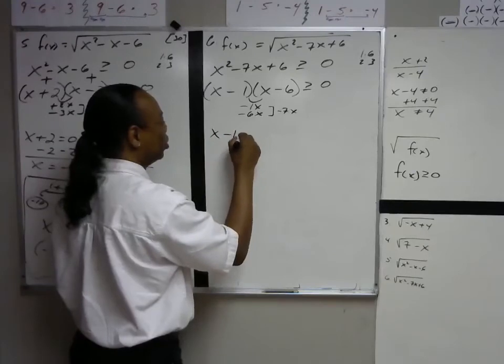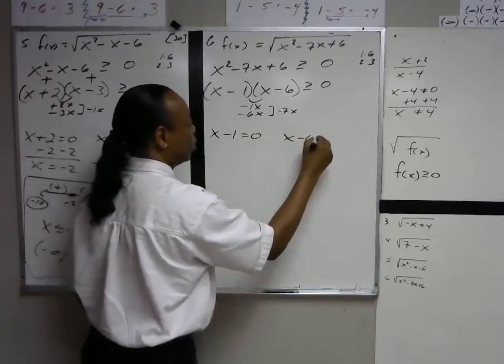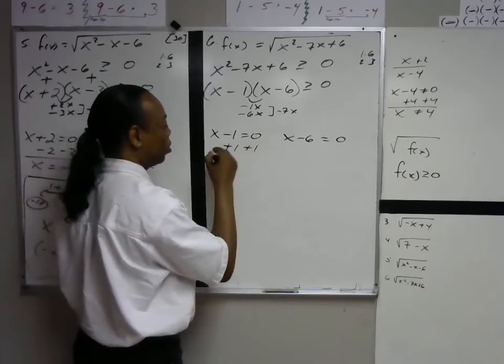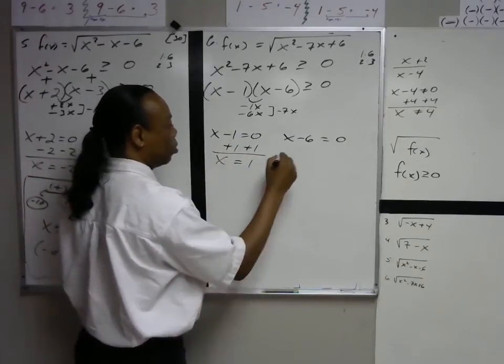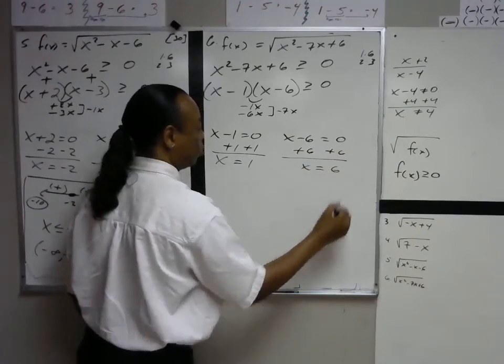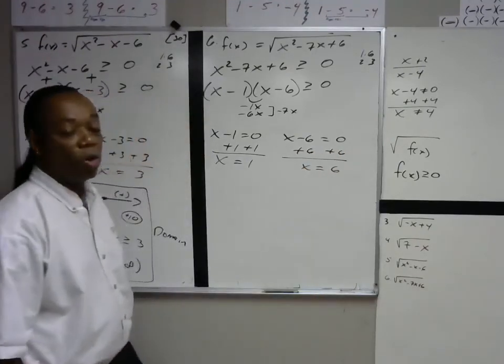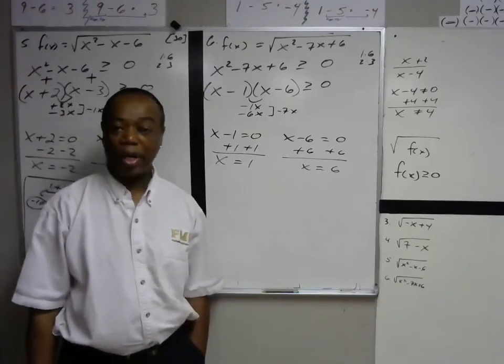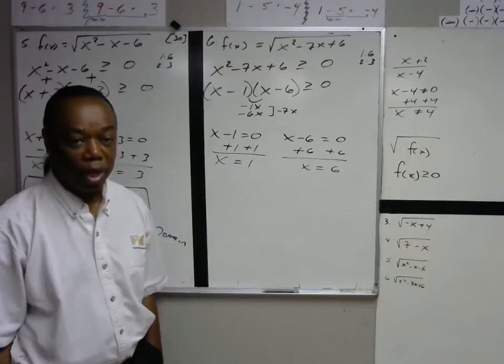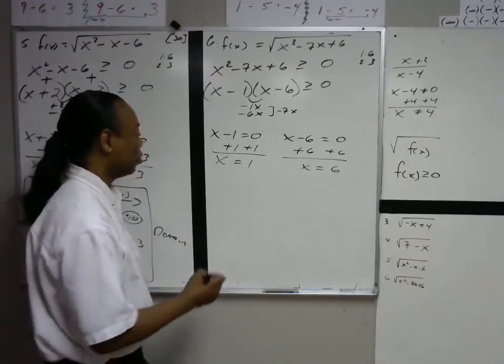x minus 1, set that equals 0. x minus 6, set that equals 0. And solve for x. Okay. When I solve for x, I get x equals 1 and I get x equals 6. So we'll put those two values on the number line, and they'll be used for the domain.